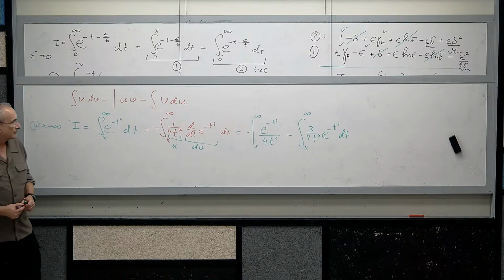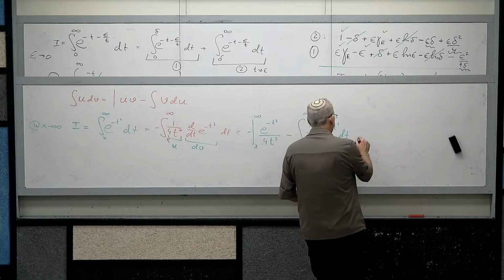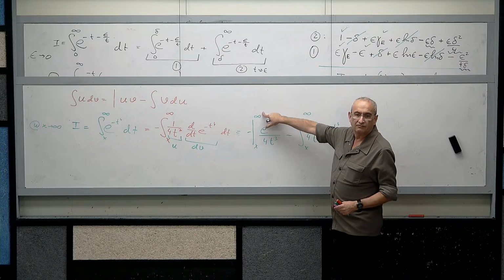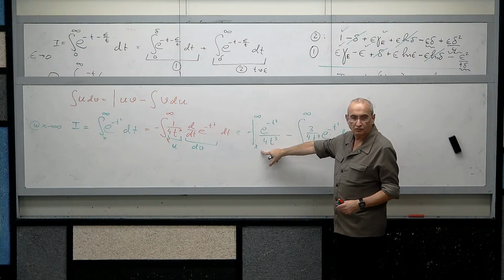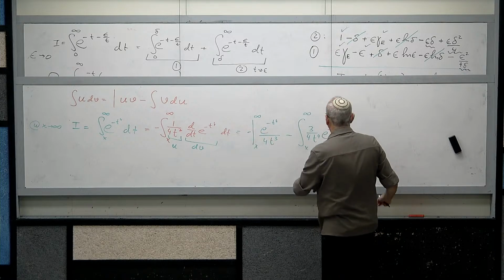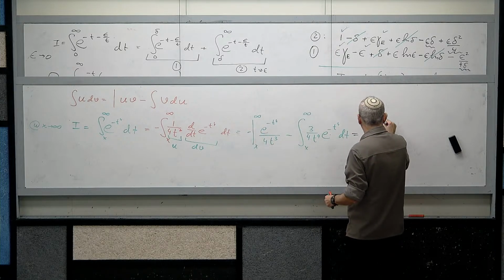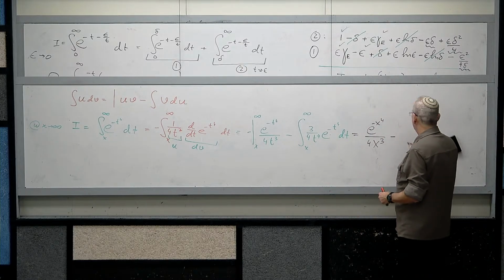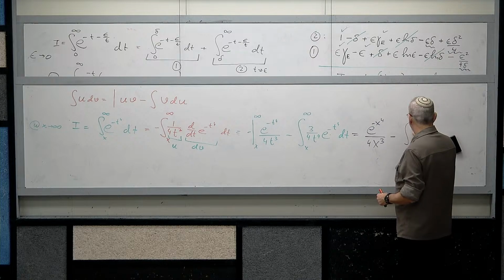Yes. Okay. So what I obtained here, the upper bound of course gives me nothing, so I have only the lower bound. So this kills a minus. And I'm getting e to the minus x to the 4 over 4x cubed, minus the integral from x to infinity of 3 quarters e to the minus t to the 4 over t to the 4 dt.